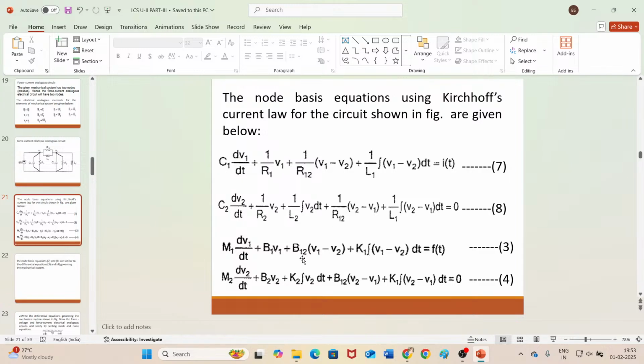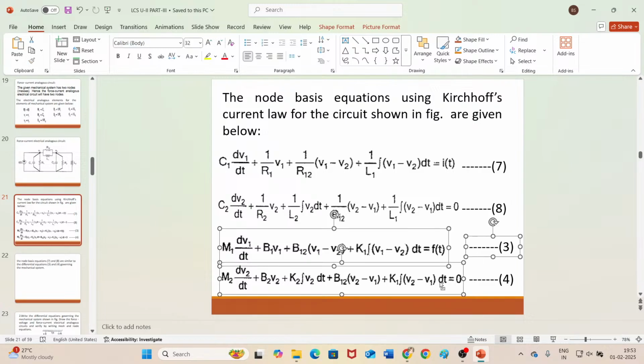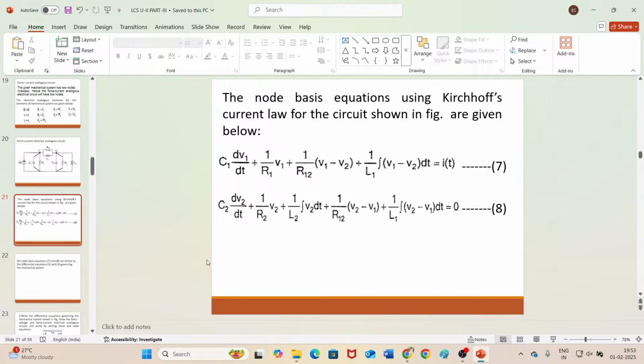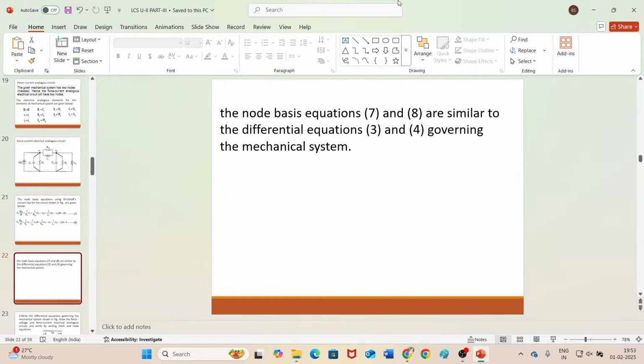So we can say that these 7 and 8 are analogous to equation 3 and 4. You can write a statement: the node-based equations 7 and 8 are similar to the differential equations 3 and 4 governing the mechanical translational system. You can write this.